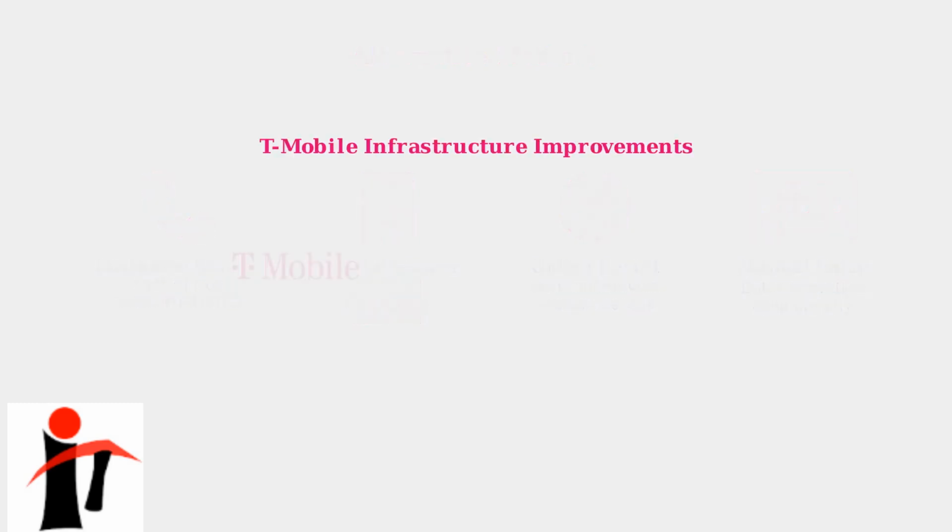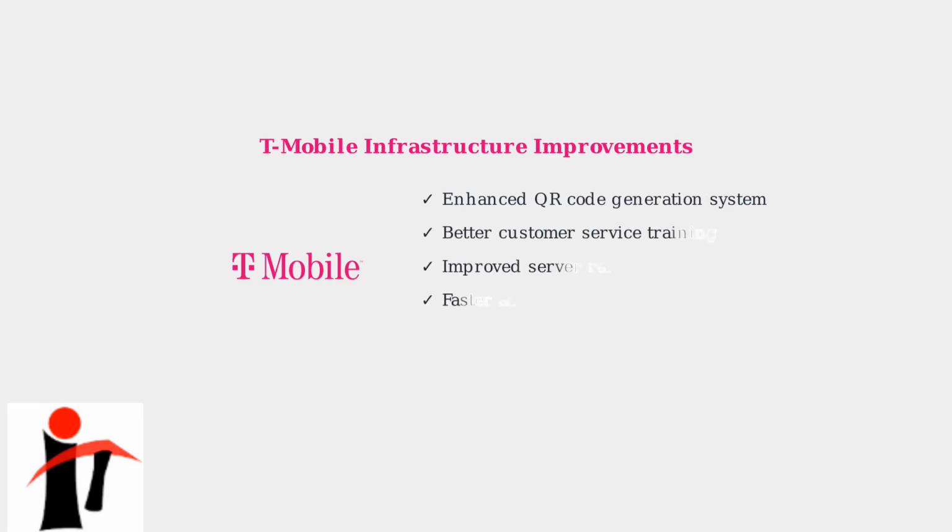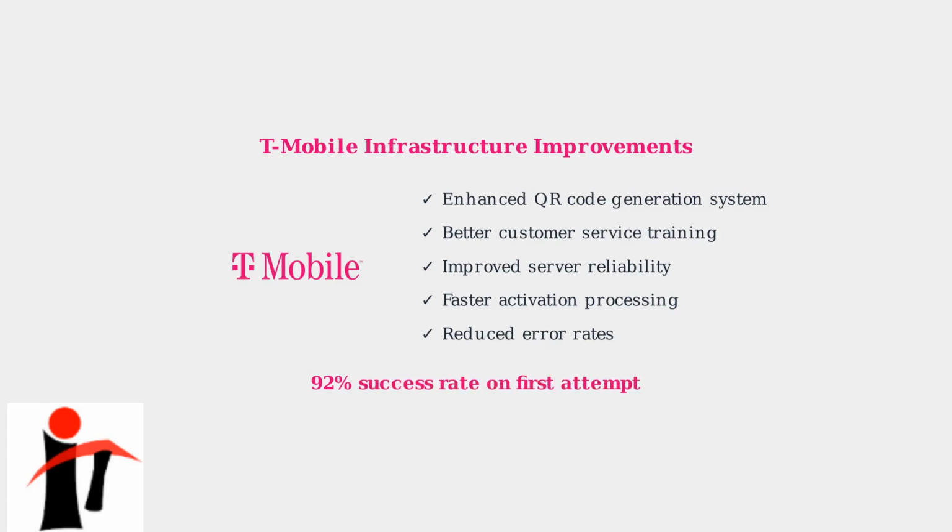T-Mobile has been actively improving its eSIM infrastructure. These enhancements include a better QR code generation system, improved customer service training, more reliable servers, faster processing, and significantly reduced error rates. These improvements mean eSIM issues are becoming less frequent. With these improvements, T-Mobile now achieves a 92% success rate for eSIM activations on the first attempt, making the process more reliable than ever.